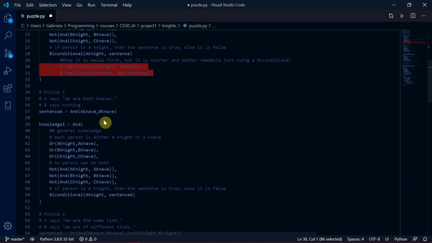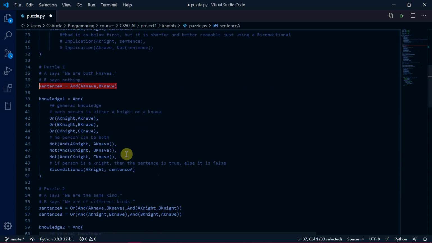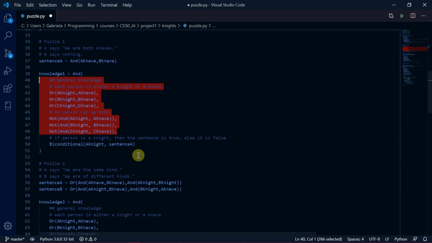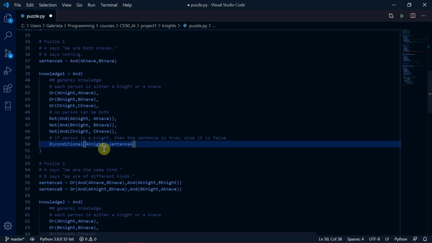So it's pretty similar for puzzle 1. Again, here's the sentence, the general knowledge, and then I did a biconditional, which says that if A is a knight, then the sentence is true, and vice versa. So if the sentence is not true, then A is not a knight.